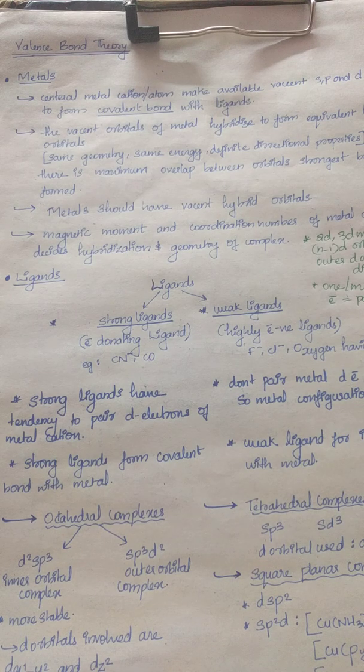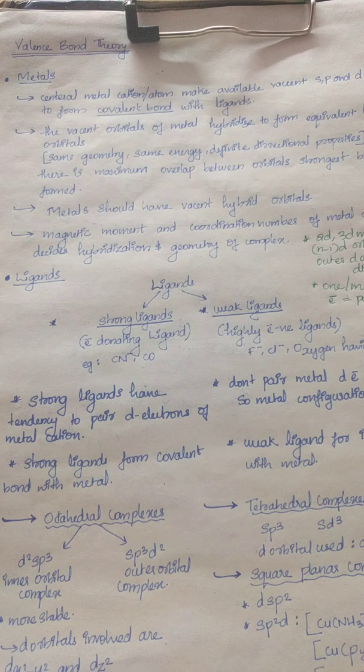Hi everyone. In this video, we are going to discuss valence bond theory. Valence bond theory was developed by Pauling to explain the bonding in metal ligand complexes. This is the first theory. Basically, there are three theories used for explaining the nature of bonding in transition metal complexes. They include valence bond theory, known as VBT, crystal field theory, known as CFT, and ligand field theory, LFT. Ligand field theory is also known as molecular orbital theory or adjusted crystal field theory.